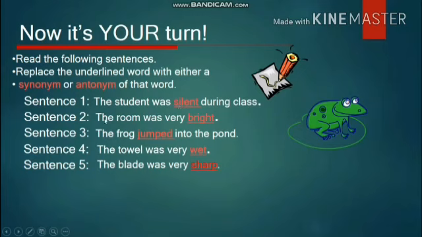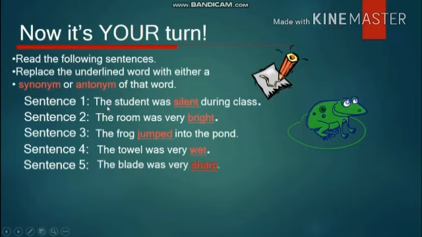The second one is, the room was very bright. Sentence number 3 is, the frog jumped into the pond. Sentence number 4 is, the towel was very wet. Sentence number 5 is, the blade was very sharp. All these underlined words, you need to change with either a synonym or antonym, which I hope you will find very easy once you have understood what a synonym and antonym is.